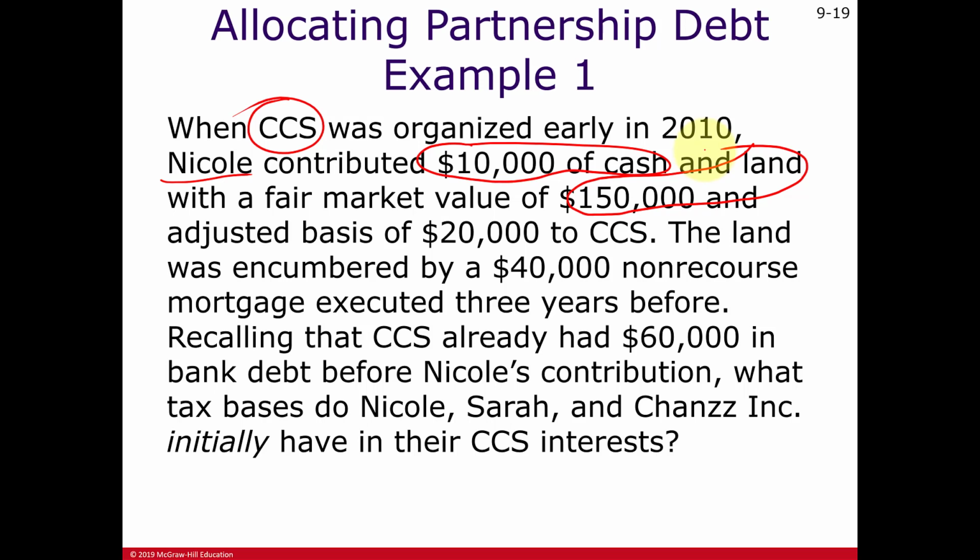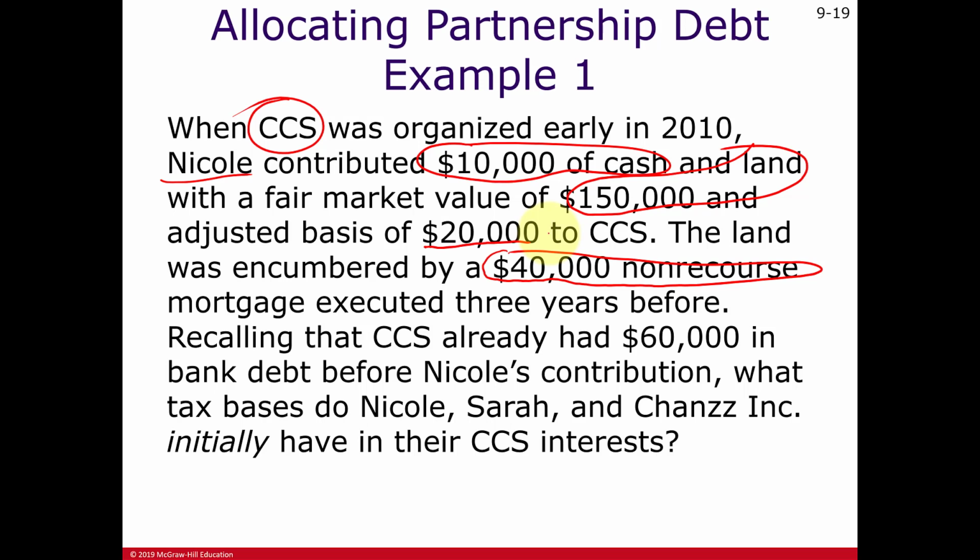So what we're doing here is also having the partnership assume a $40,000 mortgage, a so-called non-recourse mortgage. In other words, the bank can only go after the land to claim this balance due to the bank. So 160 minus 40 equals that 120,000 value. We're also told that in the hands of Nicole, the cost basis of the land was 20,000.